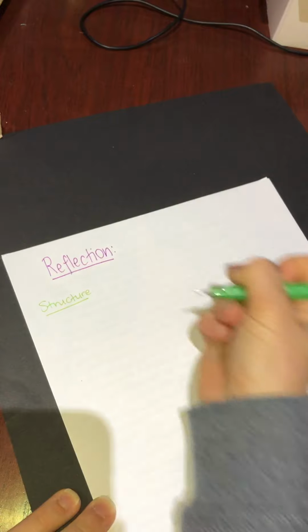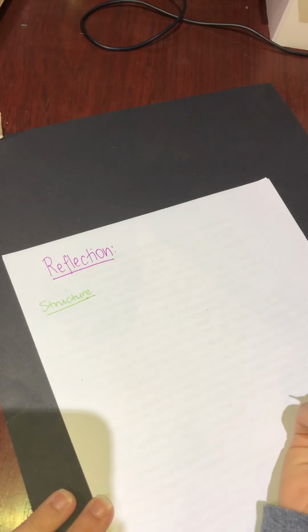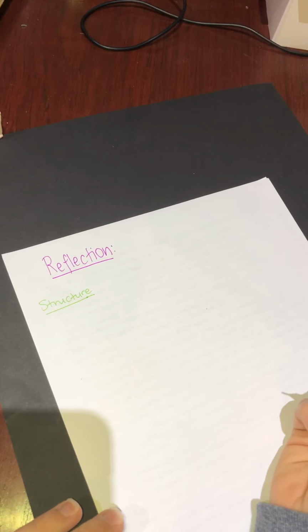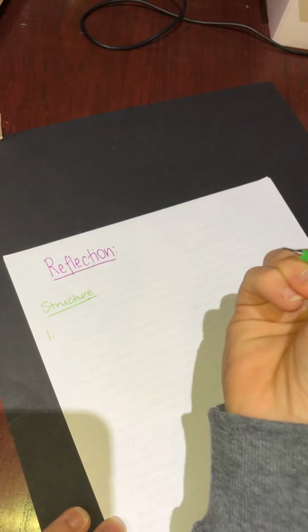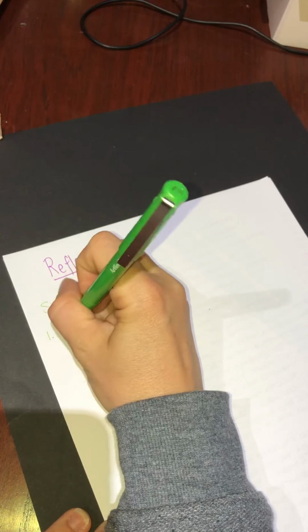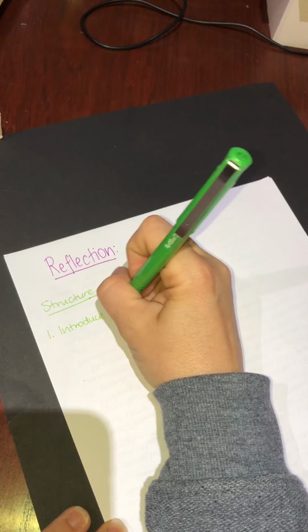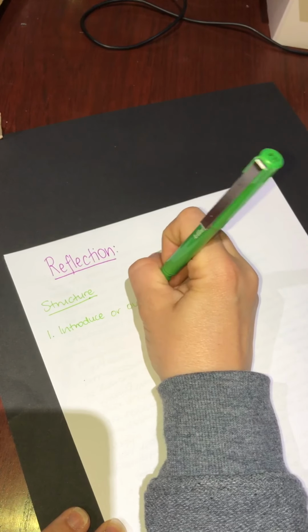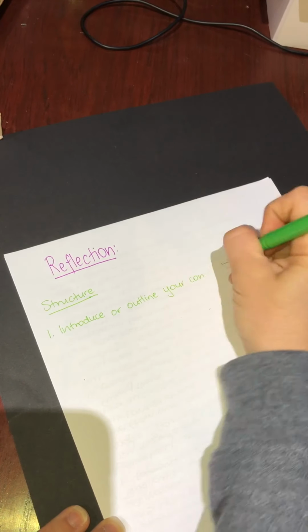So the first thing you're going to do, and keep in mind that each of these points is really about a sentence or two each, because chances are you've probably got less than 20 minutes to write this in. So the first thing you're going to do is you're going to introduce or outline your concept in relation to the question you have been given.